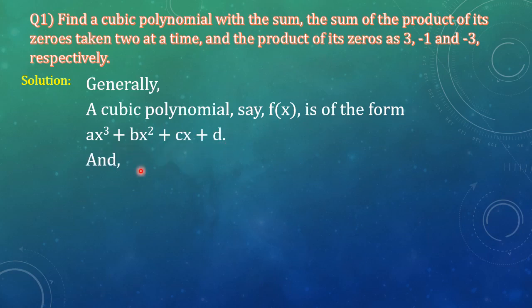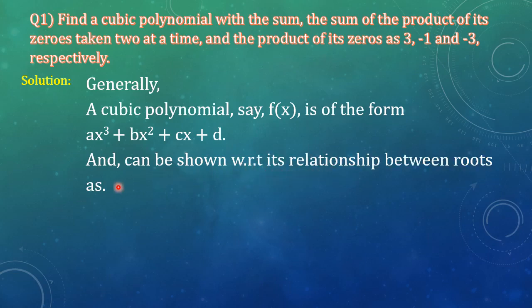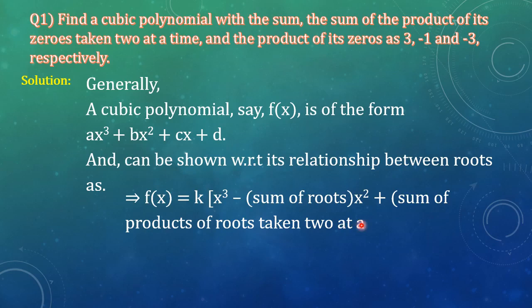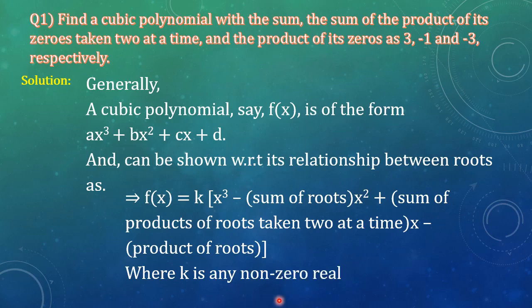d and can be shown with respect to its relationship between roots as f of x is equal to k times x cube minus sum of roots into x square plus sum of products of roots taken 2 at a time into x minus product of roots, where k is any non-zero real number.